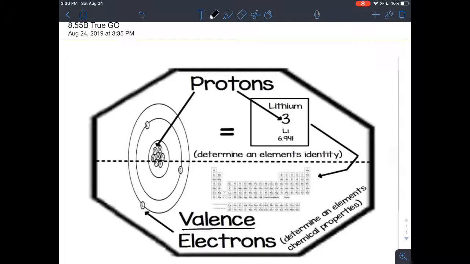First things, we're going to make a couple notes. Protons, it says right here, determine an element's identity. This organizer is split in half along this dotted line, and it's kind of both using the same image. So protons, and I want you to square the definition of protons, or not the definition, but the function. They determine an element's identity. Come to the upper right corner of your page. Protons equal driver's license.